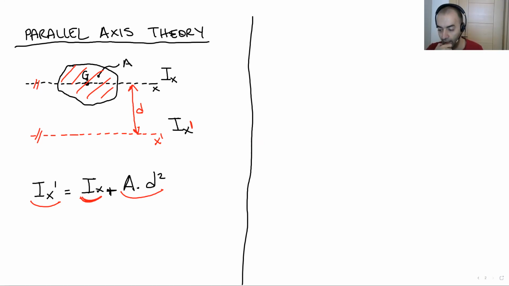How do we solve complex shapes? How do we calculate the moment of inertia of complex shapes? For example, complex shapes.